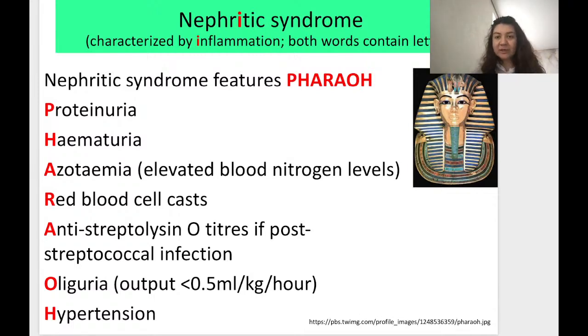And features of nephritic syndrome, for easy remembering, we have an abbreviation like PHARAOH. Letter P, proteinuria, H, hematuria, A, azotemia or elevated blood nitrogen levels. R, it is red blood cell casts. A, antistreptolysin titers if post-streptococcal infection, it is most of cases. Or it is oliguria, and one more time H, it is hypertension.